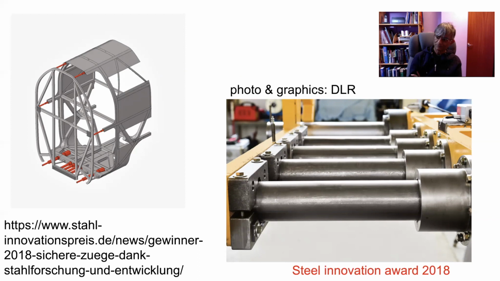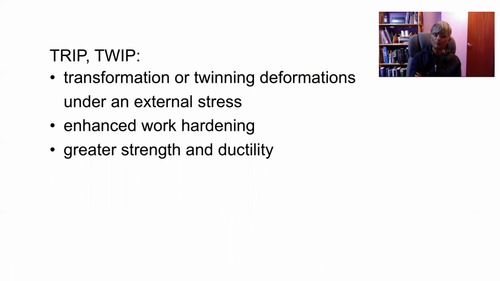Okay, so in both TRIP and TWIP, we are using the deformations that are induced by an external stress to enhance the work hardening capacity, albeit by different mechanisms. And we get, therefore, a larger strength and a larger ductility, which normally doesn't work out. You know that if you increase the strength, the ductility often is reduced. But with these concepts, you don't lose that connection. Strength and ductility increase simultaneously.